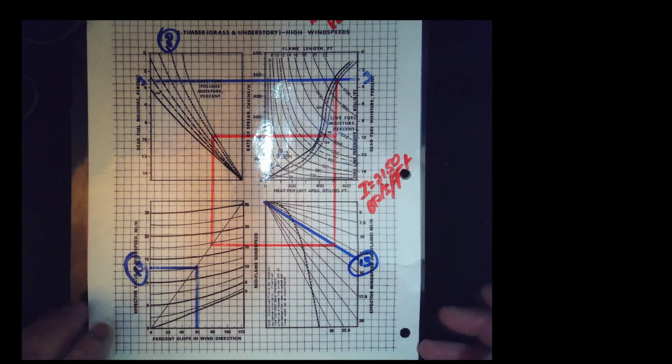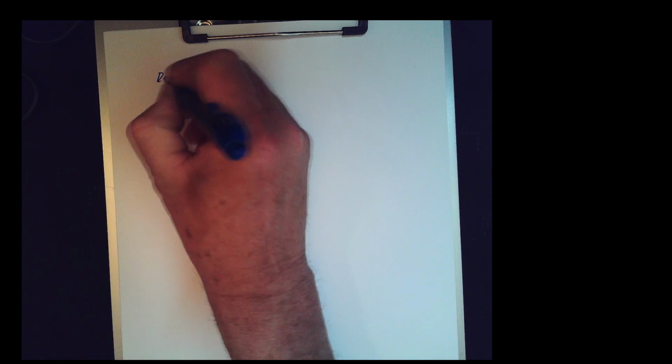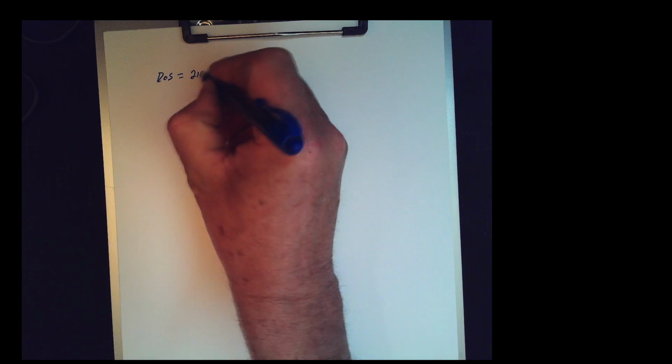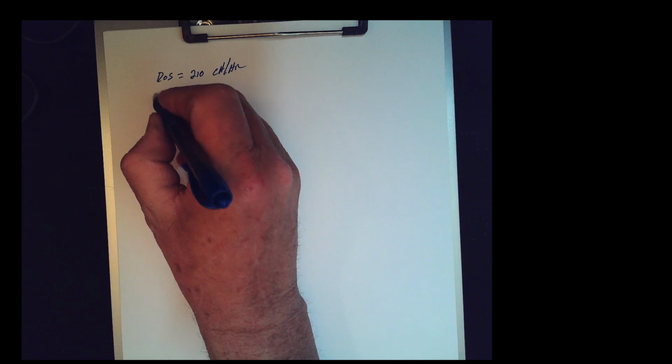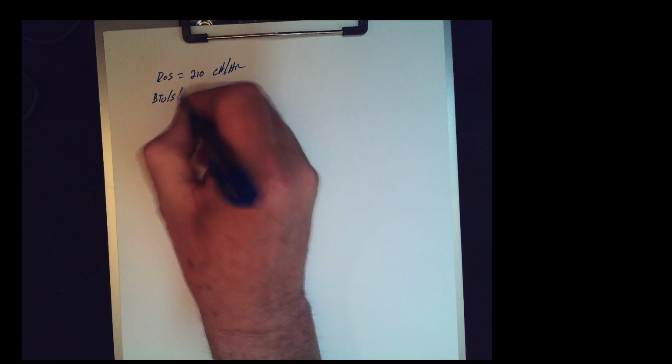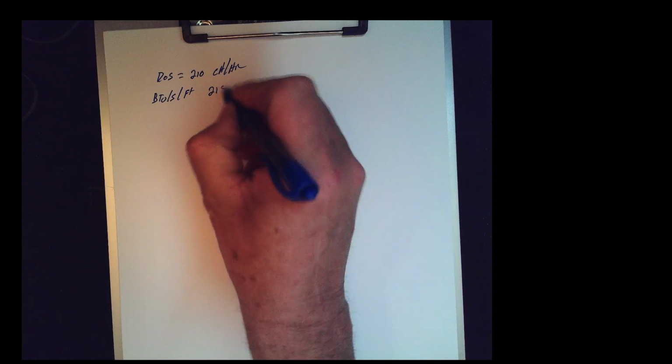So now what I will do is take this and move that out of the way. And where is my sheet? Okay. So now we had a rate of spread equal 210 chains per hour. The BTU per second per foot was 2150.